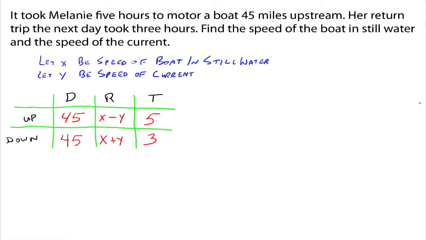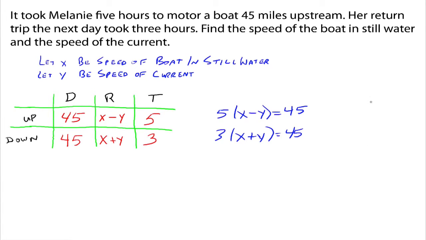All right, so we filled in our chart. Now, what's the relationship between distance, rate, and time? Well, we know that distance is equal to rate times time. So we know that 5 times (x minus y) has to equal 45. Well, that's one equation. 5 times (x minus y) equals 45. And we also know that 3 times (x plus y) has to equal 45, just from our chart and the fact that we know that distance is equal to rate times time, right?